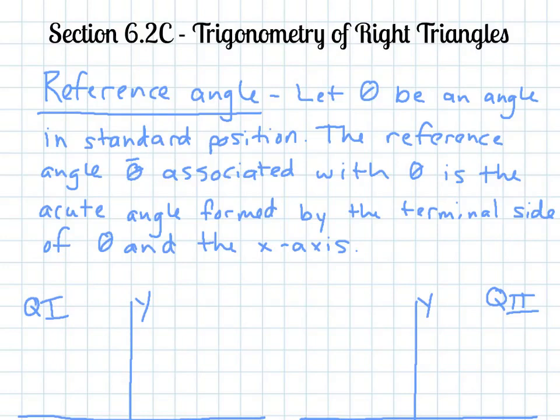Today's lesson, section 6.2c, is the trigonometry of right triangles. We're talking about reference angles. So let theta be an angle in standard position. The reference angle theta bar associated with theta is the acute angle formed by the terminal side of theta and the x-axis.